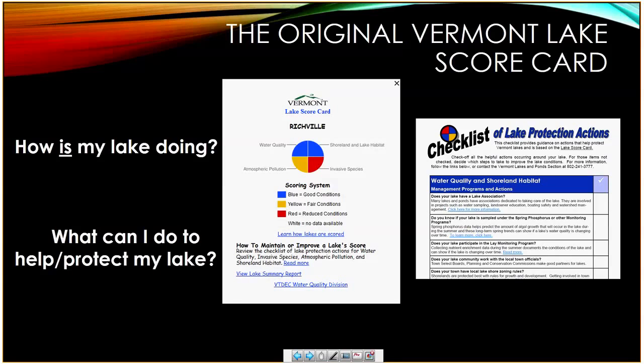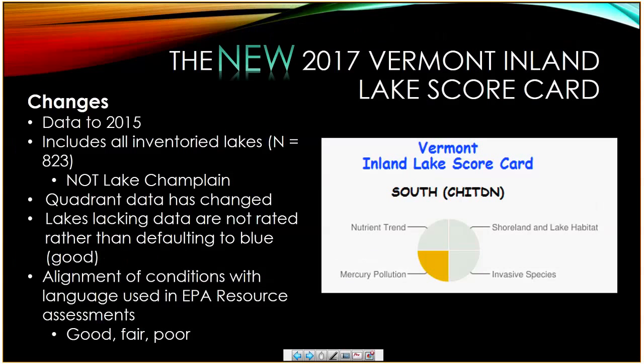Those of you that have visited the scorecard page know that we use the SECI icon to share that information, focusing on four key water quality issues. And then we also have the checklist, which you see here on the right side of the screen, which provides information on the kinds of actions that you can take to protect your lake water quality and improve it as you go along.